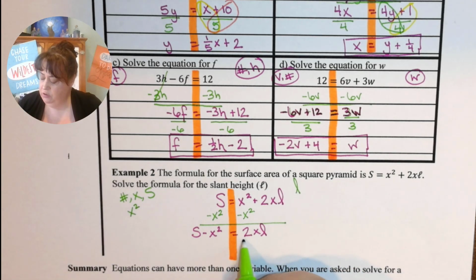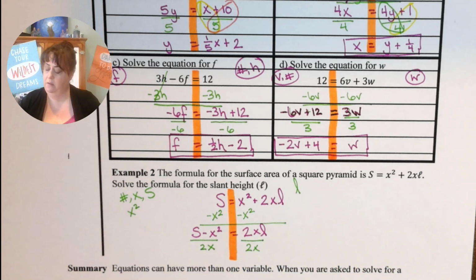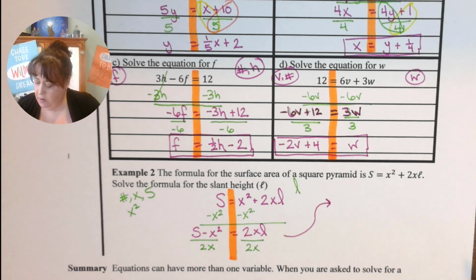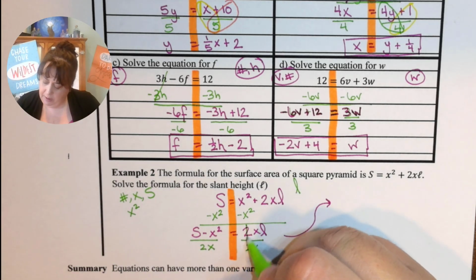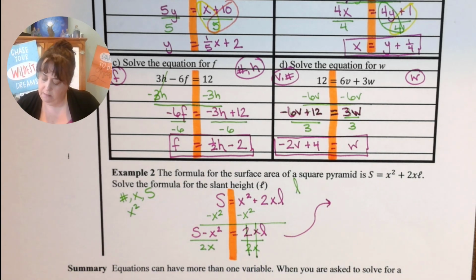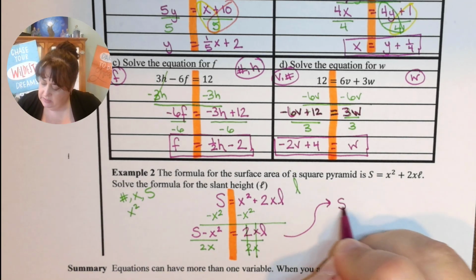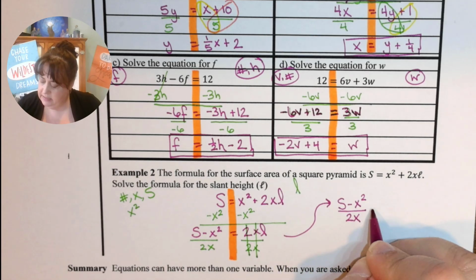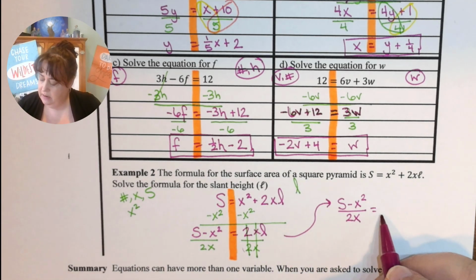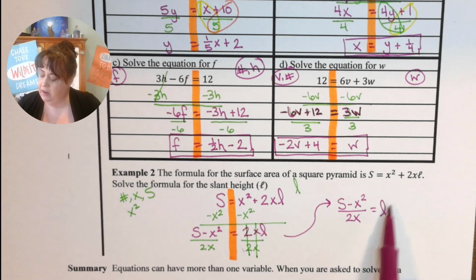Well, that's 2 times x times l, so it's all multiplication. So I'm just going to divide, and I'm out of room. That's okay. What do we do when we're out of room? We come back over here. So the 2's become 1 and the x's become 1. This, we don't know how to simplify that. That is as simple as we can possibly make it. So s minus x squared over 2x is equal to, what's left on that side? L. Hey, I have L isolated.